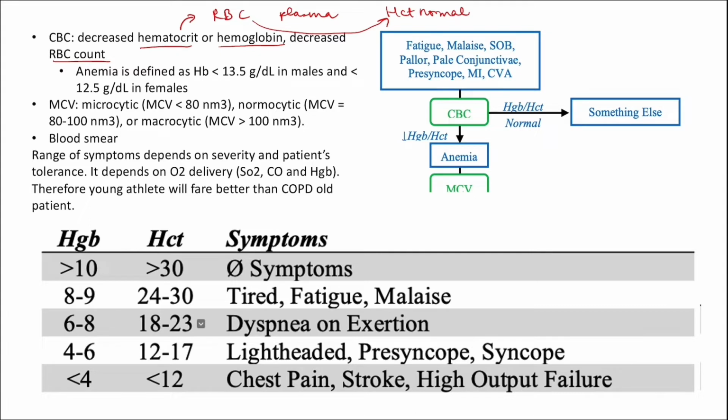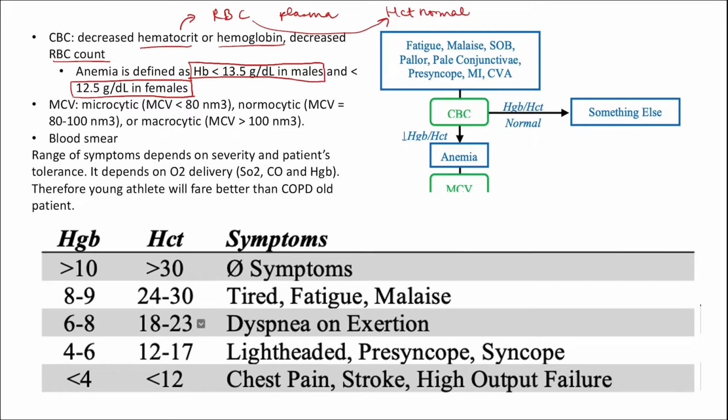Hemoglobin, on the other hand, is an absolute value, so using it to define anemia would be more accurate, and that's why we define anemia as a hemoglobin less than 13.5 grams per deciliter in males and less than 12.5 grams per deciliter in females. The threshold for females is lower because of menstruation and loss of blood.